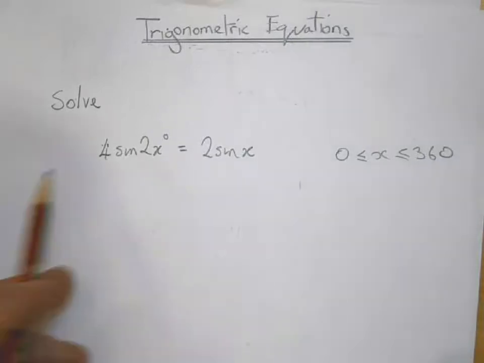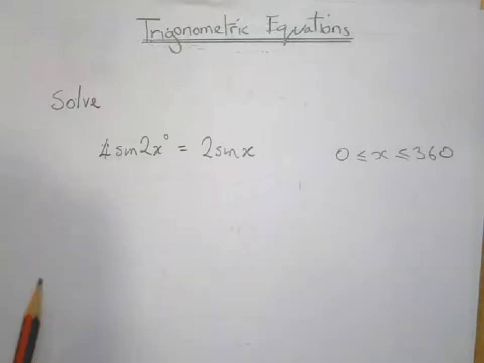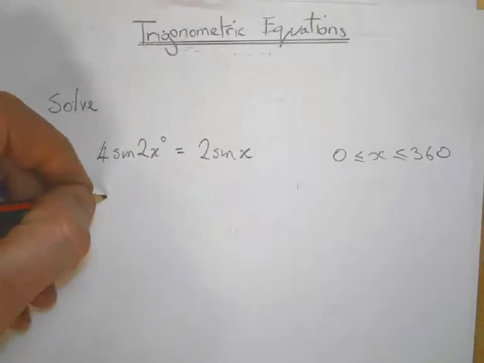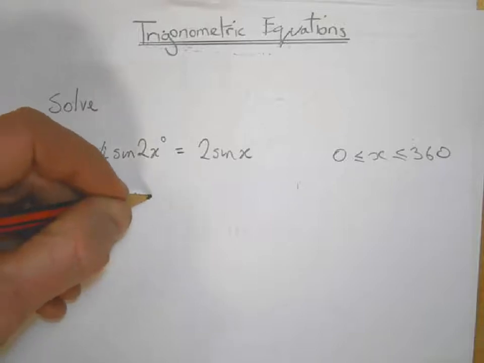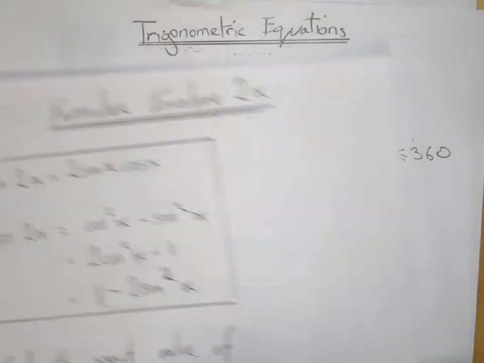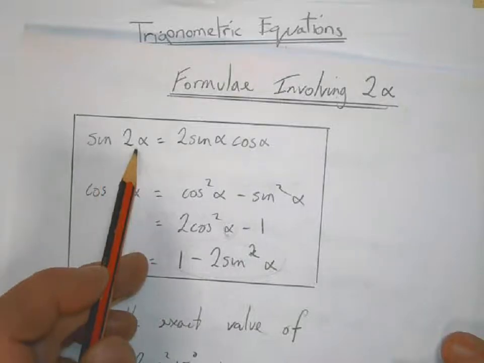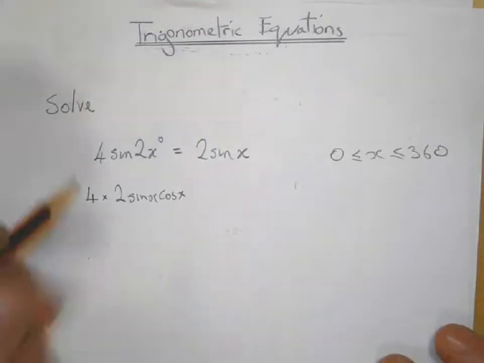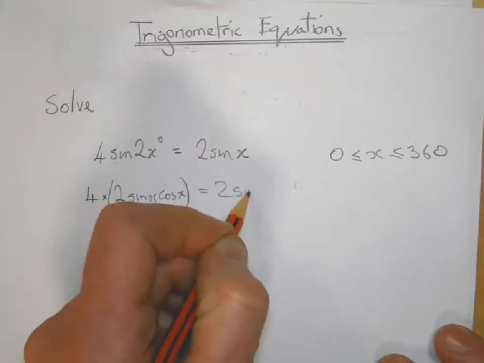Okay, so first of all, you've got to just recognize that if it's got sine 2x, that means you're going to start using the double angle formula. You can rewrite this as 4 times, and sine 2x can be rewritten as 2 sine x cos x. And that is from what we did in a previous tutorial. Sine 2 alpha is exactly the same as 2 sine alpha cos alpha. So I've rewritten the sine 2x, and I've still got 2 sine x on this side.